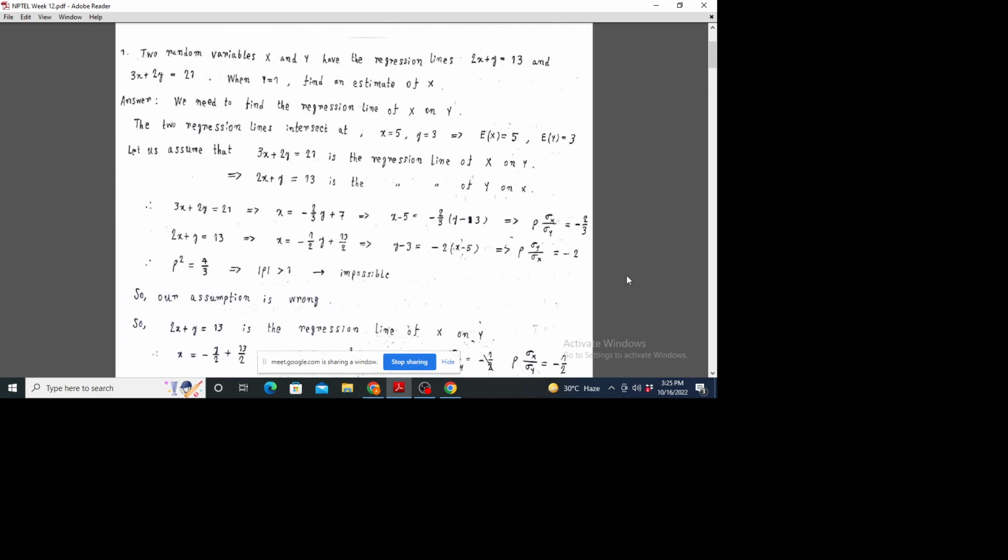The tricky part is to identify the regression lines correctly, and for that there is no algorithm. You have to start with an assumption and look whether the assumption is feasible or not. Like here we started with an assumption and found that it leads to a result that is impossible. So it implies that the assumption we started with must be wrong, so the converse has to be true.